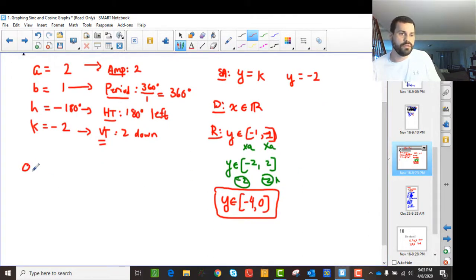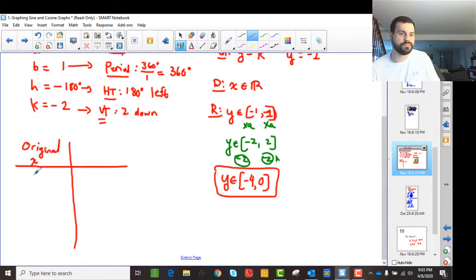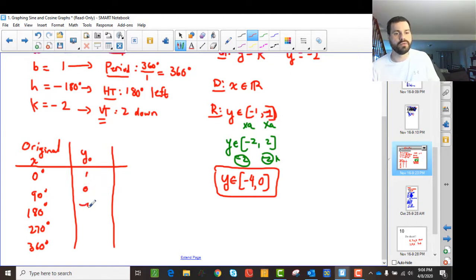So the original x and then y. Original x, 0, 90, 180, 270, and 360. Those are my original x values. My original y values, I'm just going to say y0 instead of writing original again, are 1, 0, -1, 0, and 1.